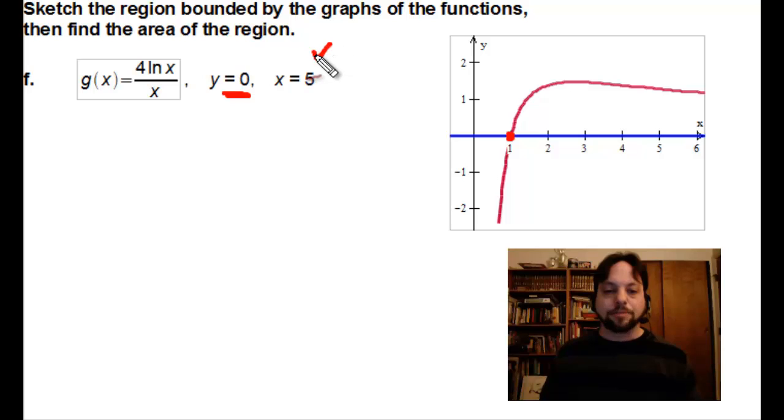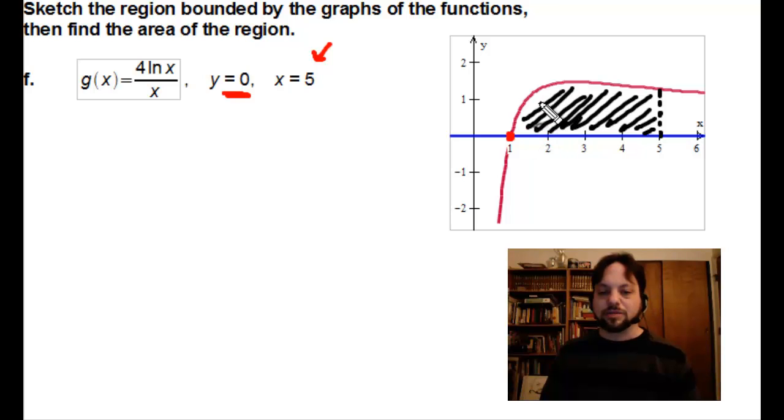And then we want to go up to where x equals 5. So that's going to be about right here. So you can see the region that we're wanting to find the area of. It's mostly rectangular in nature, although it is a little bit curved. So unfortunately, we're not able to use a rectangle formula.